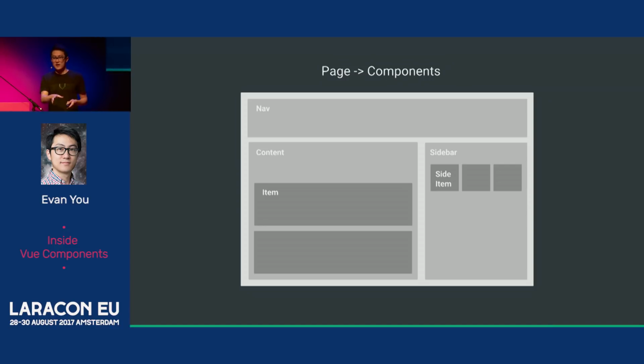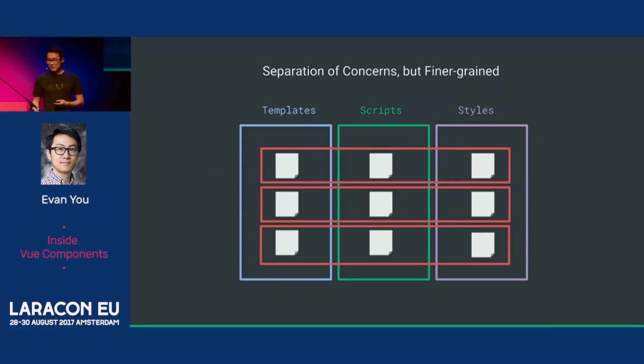The question is, how do we convert our old way of dealing with code to adapt to this new way of thinking about our pages? And then we realize we can still have our separation of concerns. It's just we have to think about it on a finer-grained level, right? We are already splitting our templates, scripts, and styles into smaller files, right?